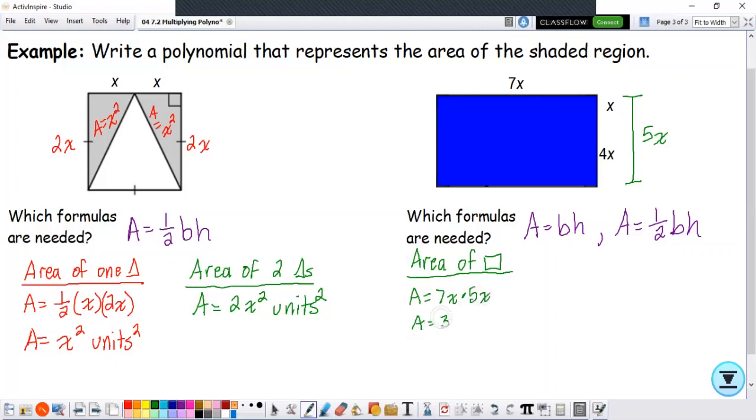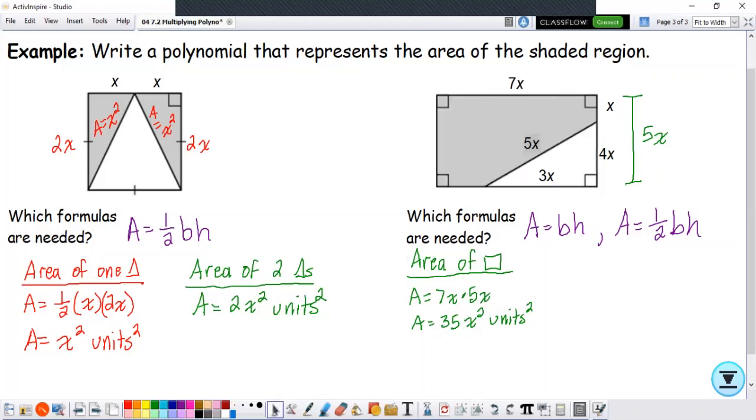which gives us an area of 35x squared units squared. And then we can remove our rectangle to show us the triangle that's being cut out of it. We're going to have to find out how much of that rectangle was made up by this triangle. So now we're going to have to find the area of the triangle.